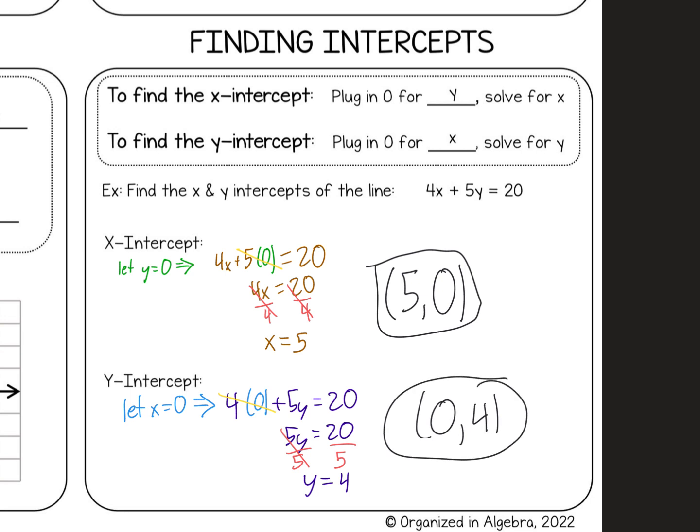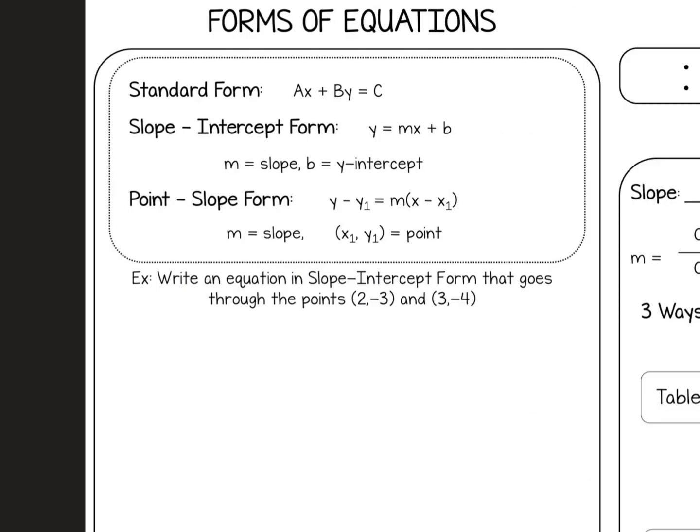Now you know how to find your x and y intercept. Next, let's learn about the 3 forms of linear equations. Standard form is written as ax plus by equals c. So all of your variables are on the left and your constant is on the right. Also, a, b, and c must all be integers, meaning you cannot have fractions or decimals.